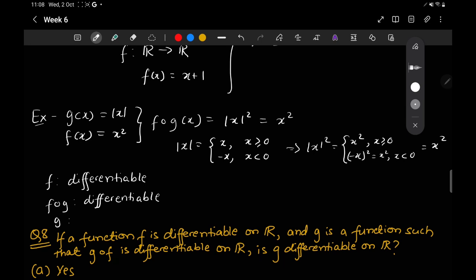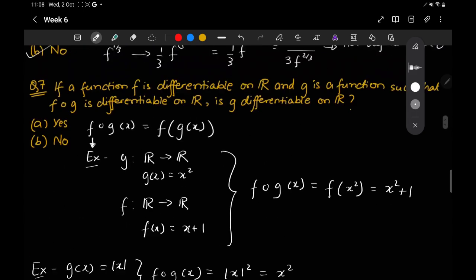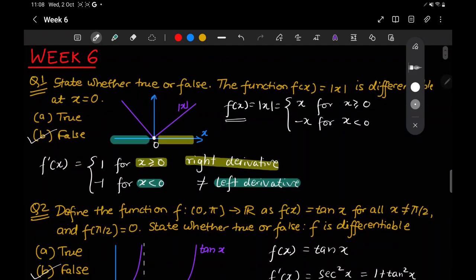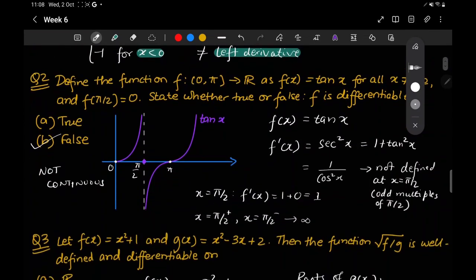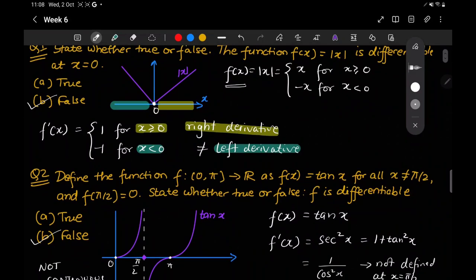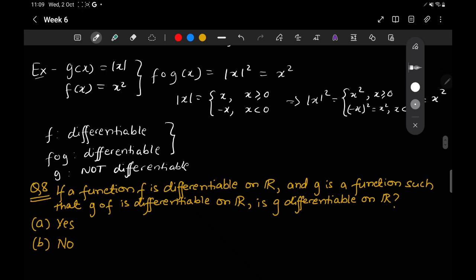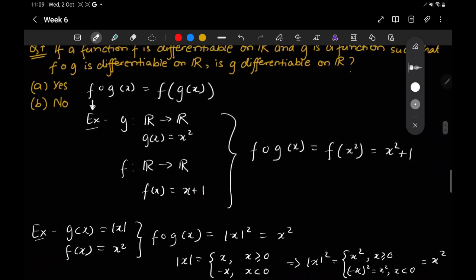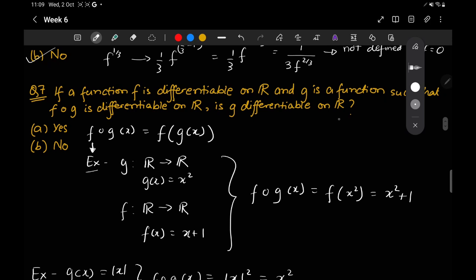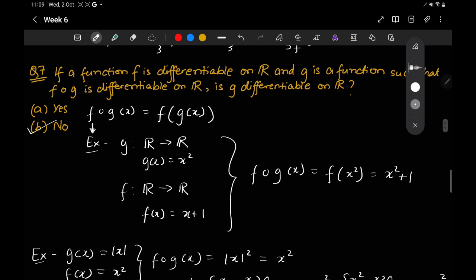However, g, which is mod of x, is not differentiable. And we saw that earlier in the first question. We saw this plot and we saw that mod of x is not a differentiable function, because at x equal to 0 it is not differentiable. So clearly we have that f and FOG are differentiable, but g is not differentiable. So is g differentiable? From one example we saw that no, g is not differentiable.